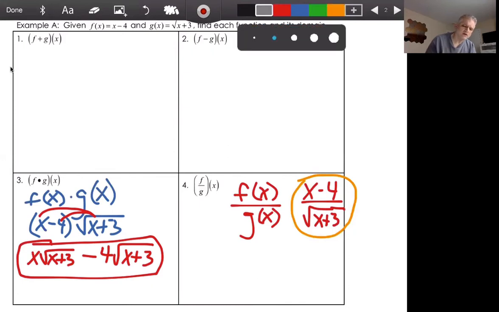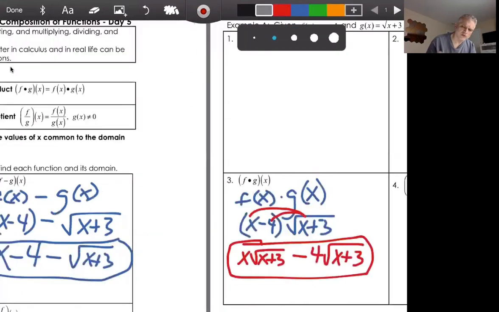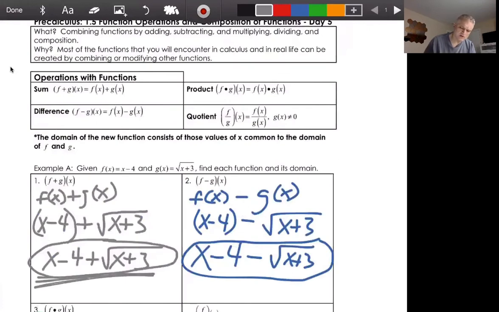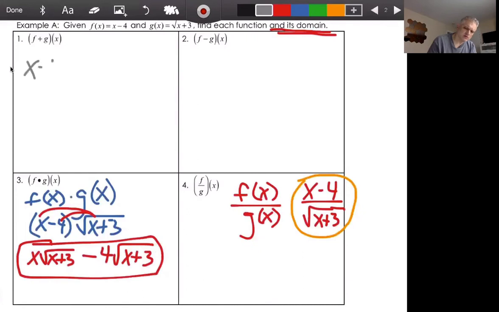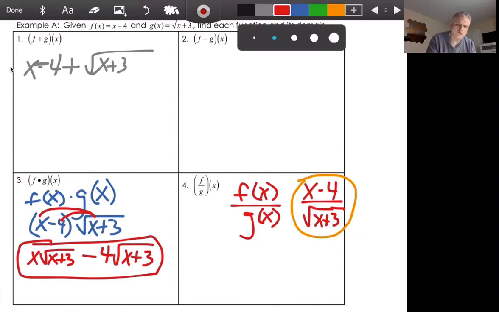Right? The domain of this first function, which we said was x minus 4 plus root x plus 3. Actually, let's just go right here. So x minus 4 plus root x plus 3. All right, so first off, what is the domain of f? The domain of f, well, there's no square root with x in it, and there's no x in the denominator. So the domain of f was all real numbers. And that was kind of nice.